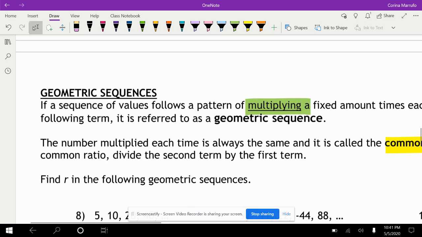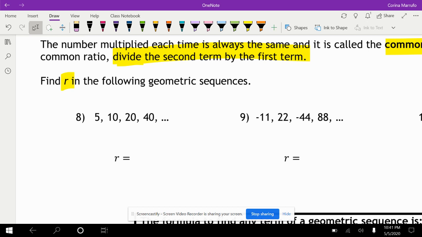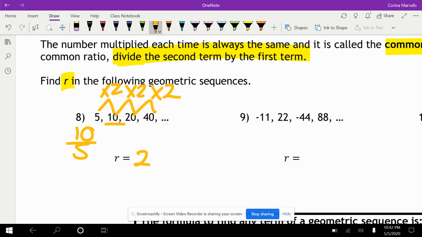To find the common ratio, divide the second term by the first term. It's kind of like we did with the arithmetic sequences, but instead of subtracting the first from the second, we divide the second term by the first. So find r in the following sequence. I take the second term, which is 10, and divide it by the first term, which is 5. 10 divided by 5 gives us 2. So from 5 to 10, that's times 2. From 10 to 20 is times 2. From 20 to 40 is times 2.